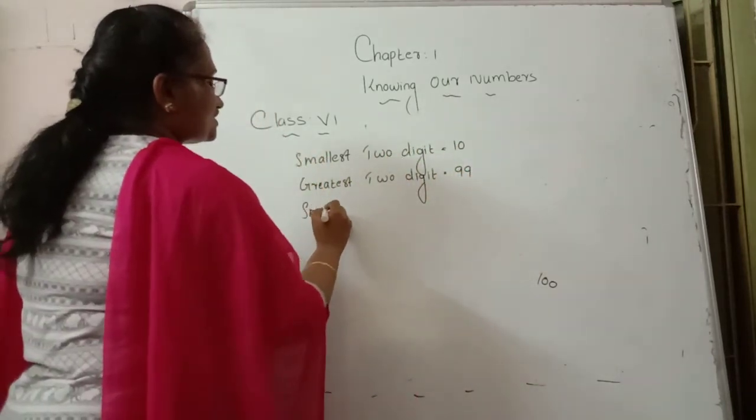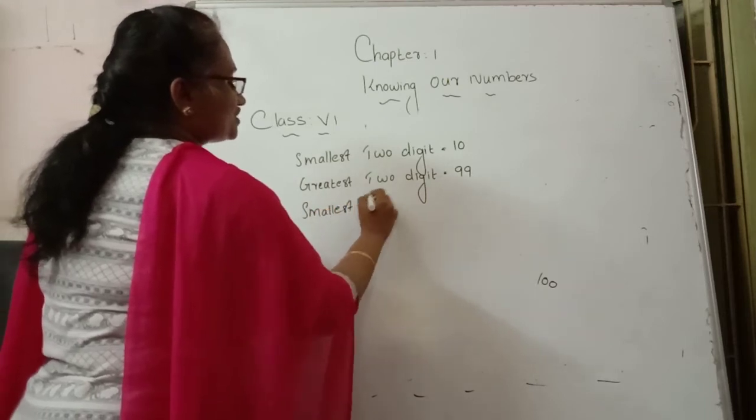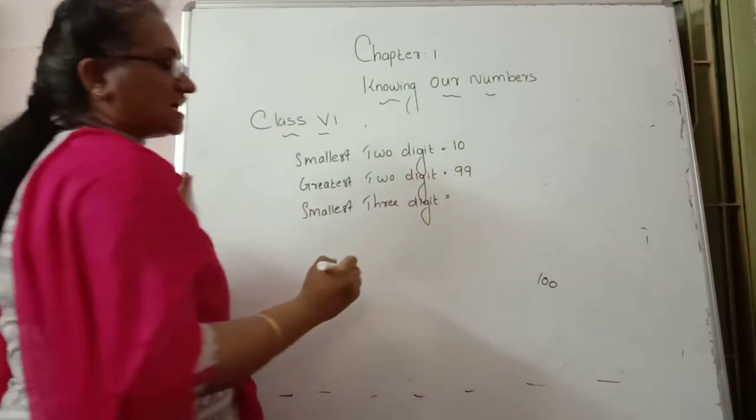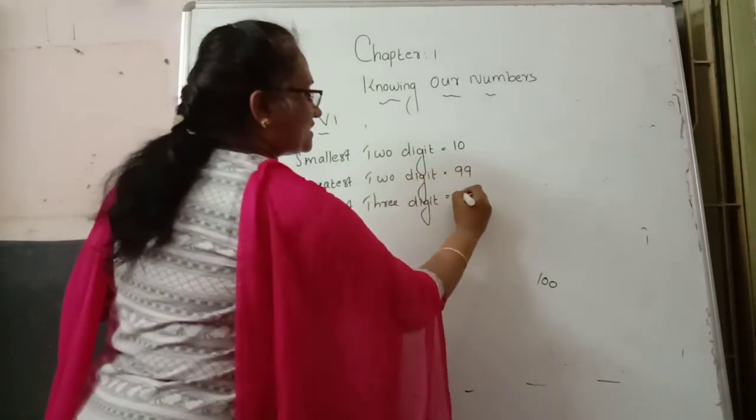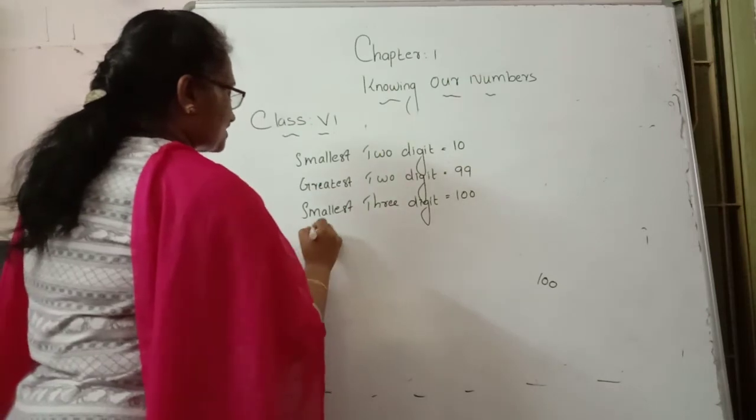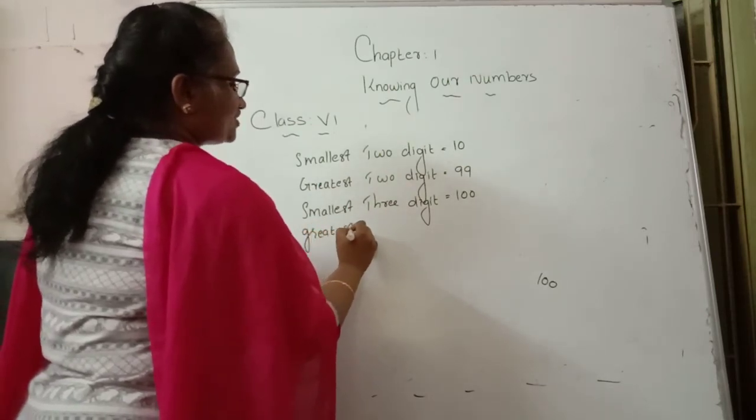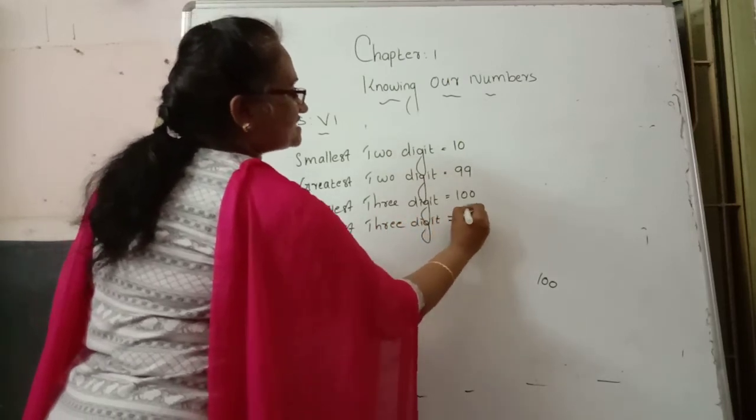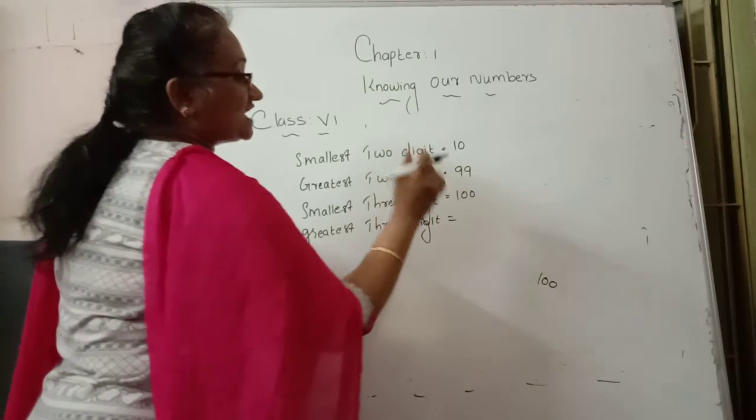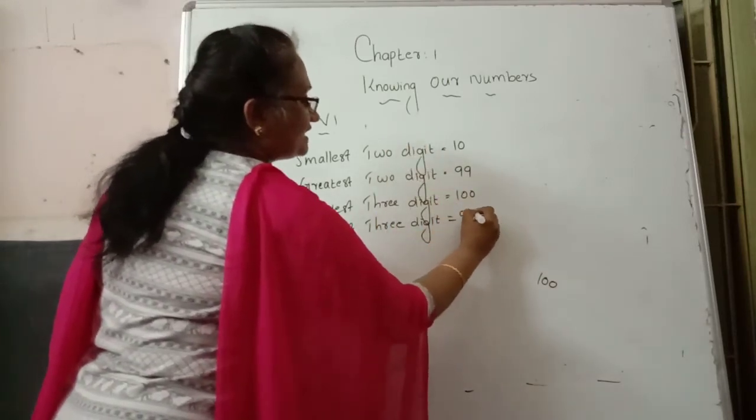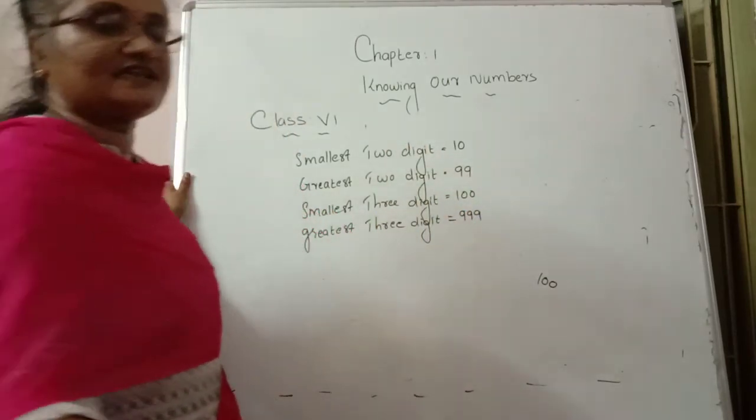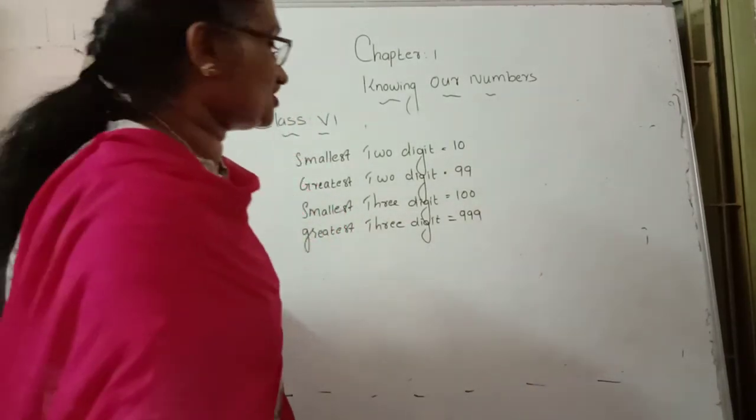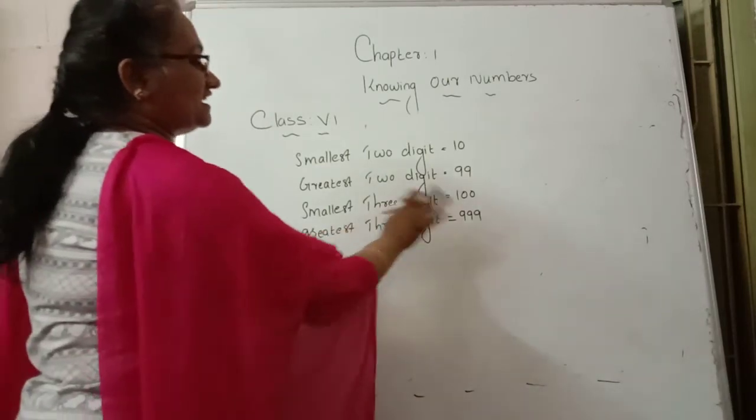Then next, which is the smallest 3 digit number? 3 digit numbers start from 100. And which is the greatest 3 digit number? Asking time, we can write it as 3 times 9. How to read this number? 999 is the greatest 3 digit number.